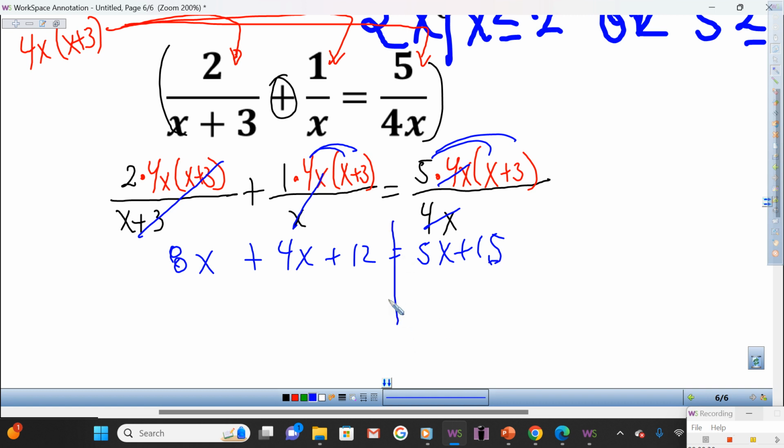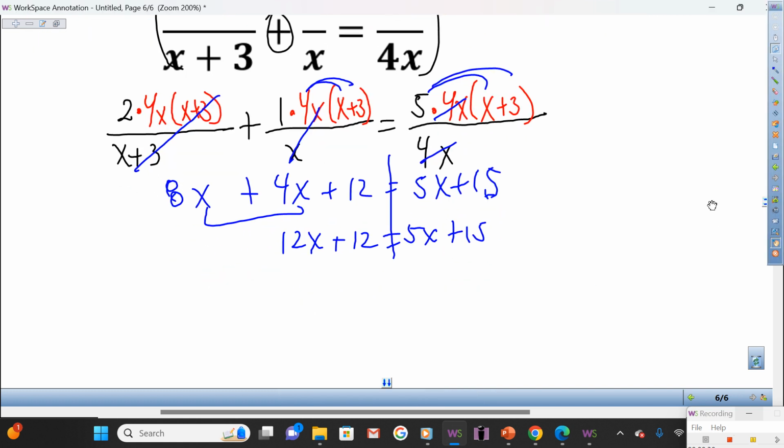Hands, we got up to right there so far. Yeah, some of us? All right. Man, that chocolate's kicking in. Let's go. Combine like terms. This is 12x plus 12 equals 5x plus 15.